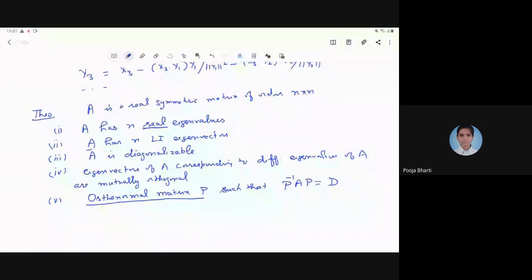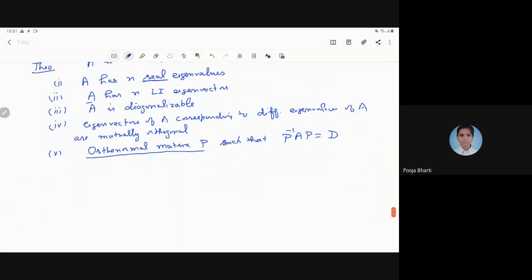Let's see an example. This example is very important for you because this example will explain you all the properties. Write it and solve together with me. Determine an orthonormal matrix P that diagonalizes the matrix A equal to 0, 1, 1, 1, 0, 1, 1, 1, 0. This example will tell you all the properties very clearly.